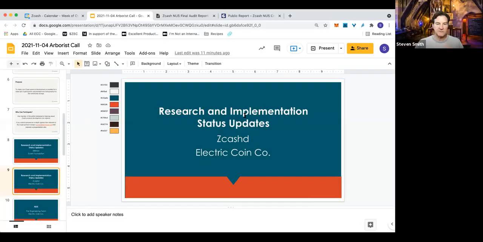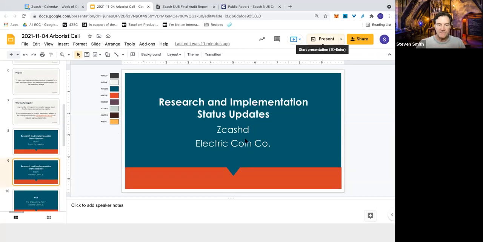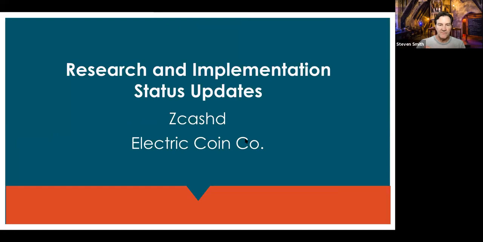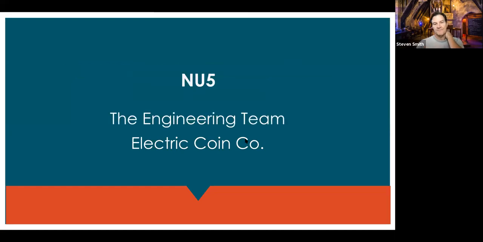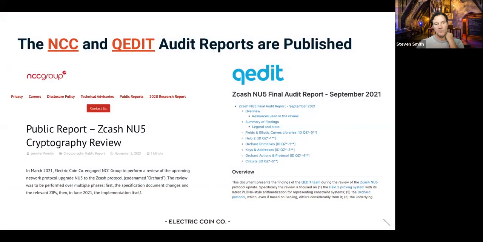On the Zcashd side, obviously the bulk of our focus is on NU5 support in one form or the other. So we'll just hop into that discussion. It's been a long upgrade, and we're in the final stages of that. Still a good bit of work to do to ensure we have a successful activation, but we're past the audit phase. As we mentioned a couple of Arborist calls back, the audits wrapped up from both NCC and Kudelski. Those reports are published.